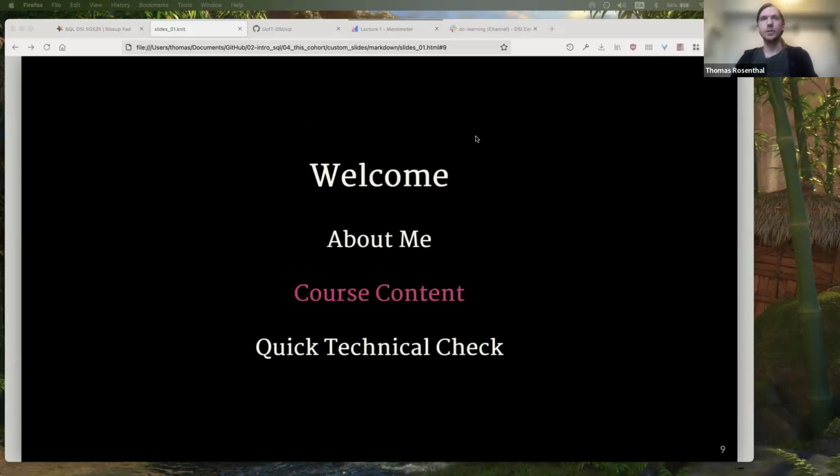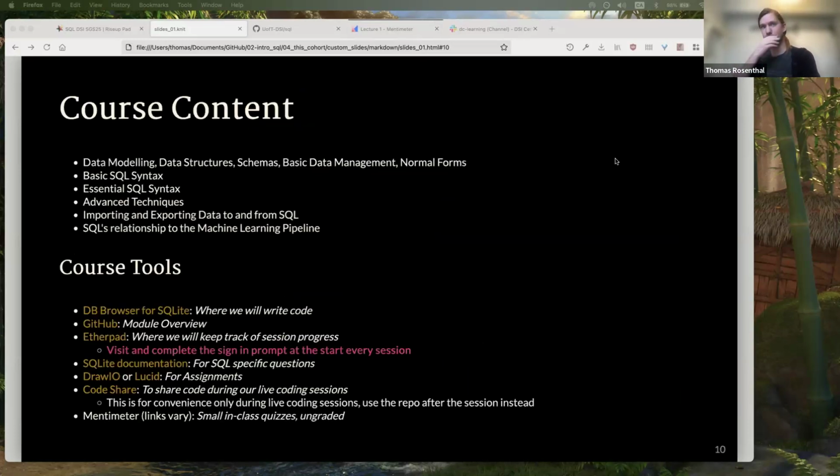Okay, let me talk a little bit about the course content here. So we'll talk about data modeling, data structures, schemas, basic data management. We won't get to normal forms, but the content is going to be on GitHub. There's just not quite enough time. They took away the 6th class for the PhDs, so we only have 5. We'll do basic SQL syntax and some more advanced SQL syntax and techniques as we go along. Everything kind of builds on the previous.